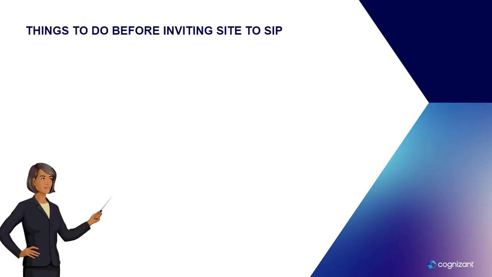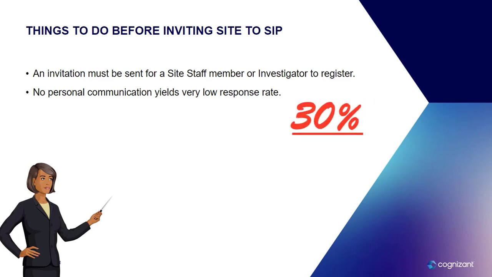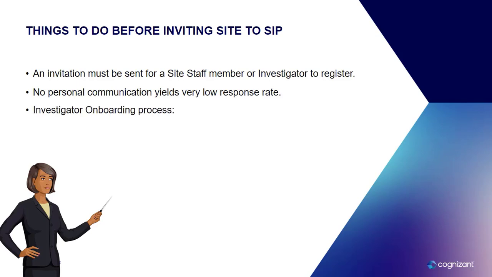Before a site staff member or investigator can register in SIP, they must receive an invitation. In our experience, sending a system-generated SIP invitation to a site without any personal communication to the individual yields a very low response rate. Approximately 30% of site users respond. If your organization or study team is utilizing the investigator onboarding process, the following practices can significantly improve registration success.